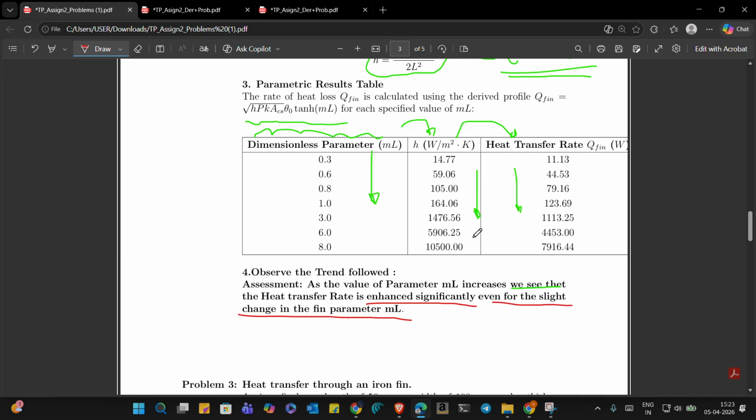So this is the solution of our second problem. Now we would be moving on to our third problem.